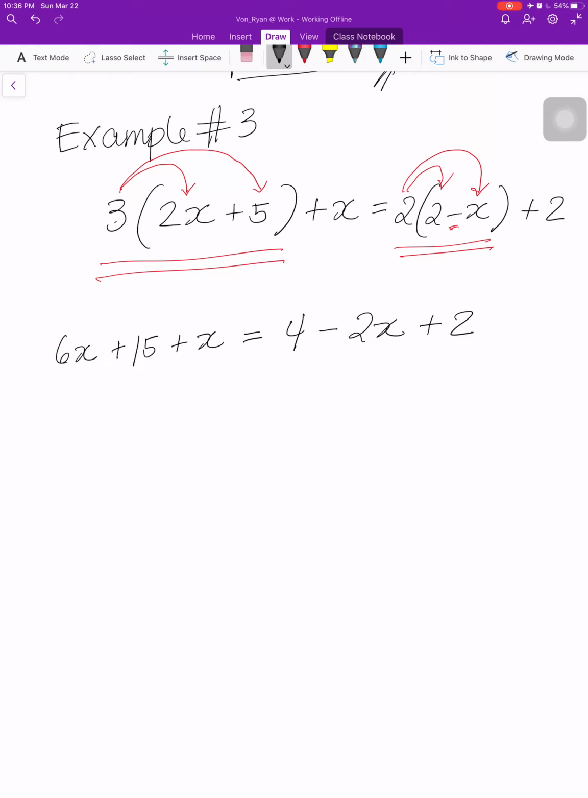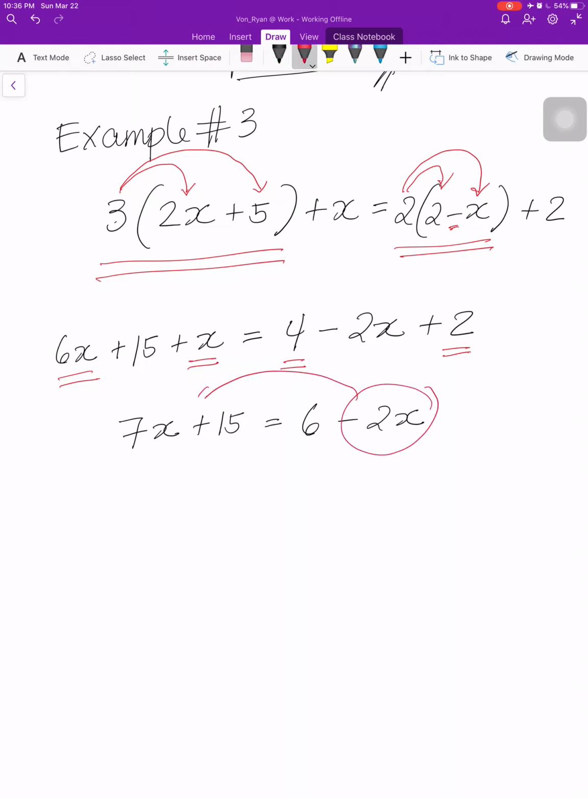So you just combine like terms. See there, 6x and x, and then this is just 4 and then 2. So 6x plus x is 7x plus 15 equals 4 plus 2 is 6, minus 2x. Okay, now all you need to do is to move 2x to the other side and then 15 to the other side. So we're going to have 7x plus 2x this time, because it's minus here, equals 6 minus 15.